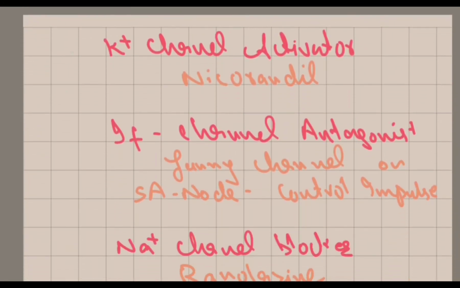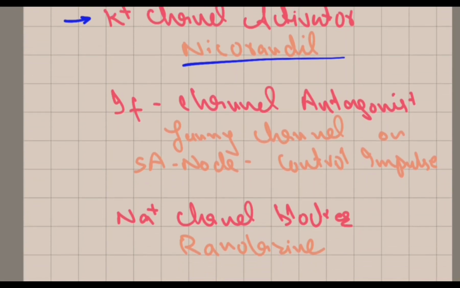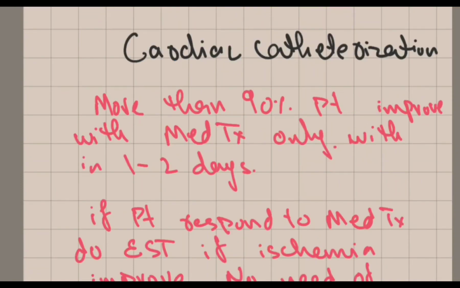Then we have the potassium channel activator, which includes nicorandil, and the If channels, which are the funny channels present on the SA node which control the impulse. And then we have the sodium channel blockers such as ranolazine.